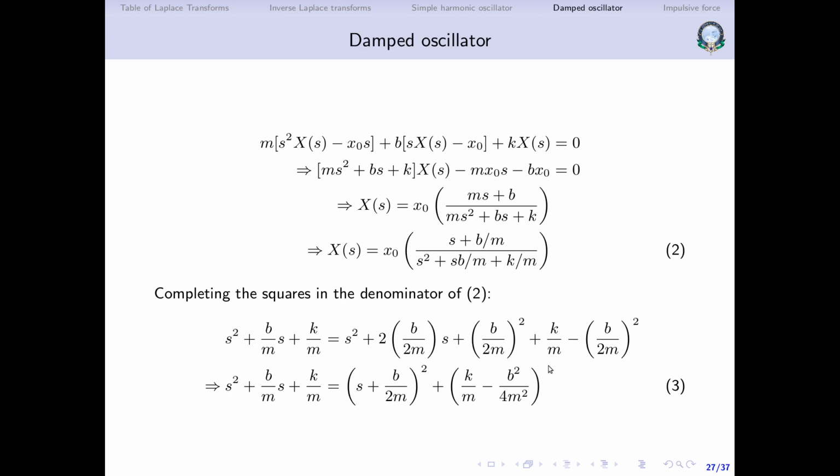This is what we have, and whatever is remaining, we'll just put it together. So k by m minus b square by 4m square. Okay, so this is what we have. So we call this equation number 3. So this denominator can be written in terms of this.